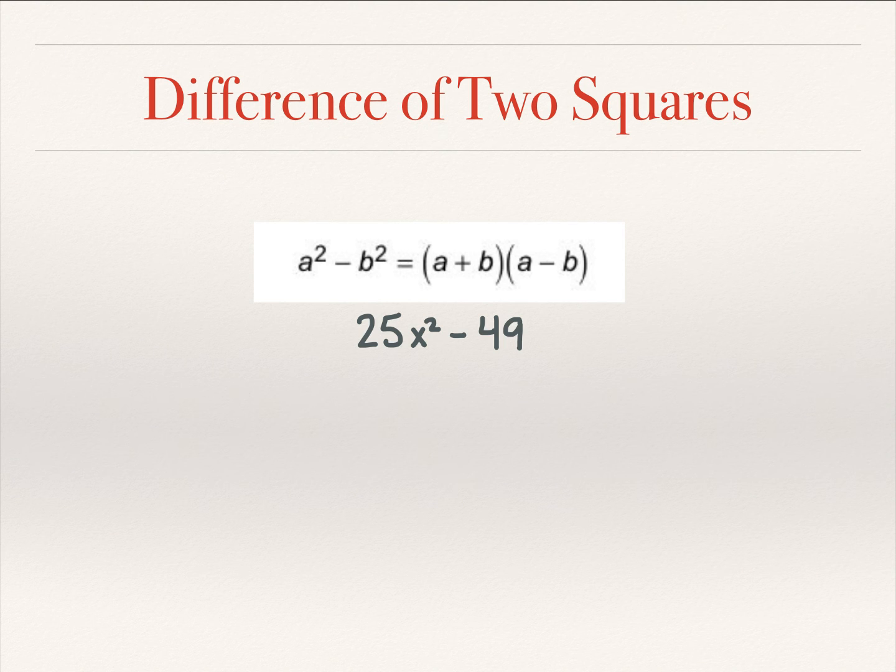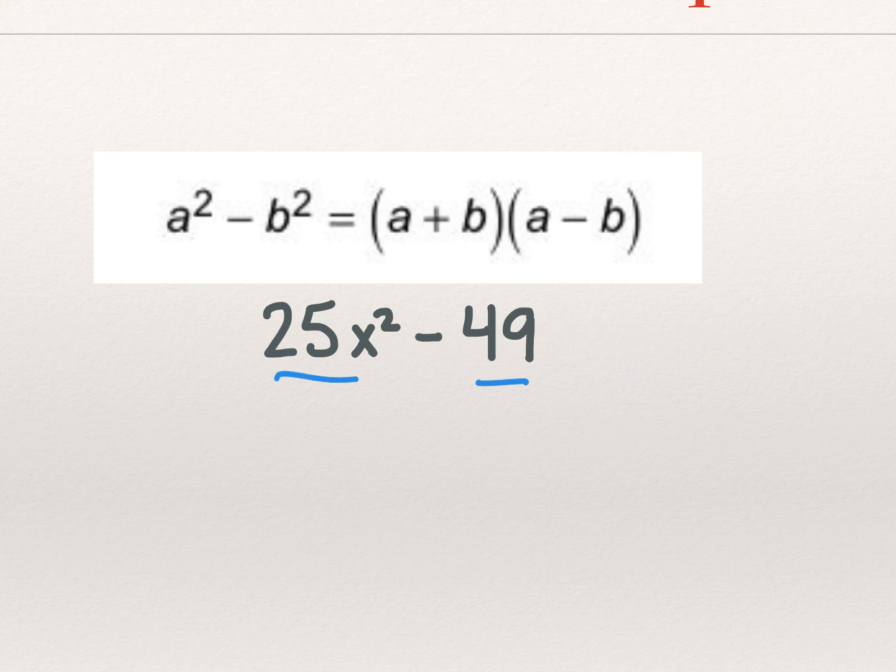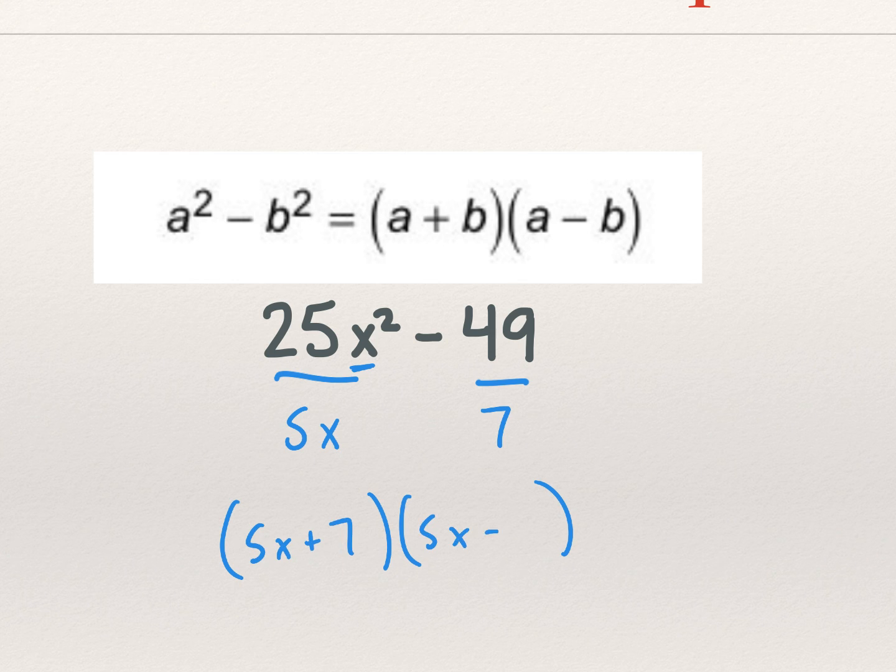All right, so next we have the difference of 2 squares. It's just going to be giving us 2 terms. And we can factor it when it's only 2 terms if they are perfect squares. So we do that by rewriting it. What times what gives us 25? 5. And then we need that x for the x squared. And what times what gives us 49? 7. So when it gives me 2 terms, I need 2 sets of parentheses. And then I just write 5x plus 7 and 5x minus 7.